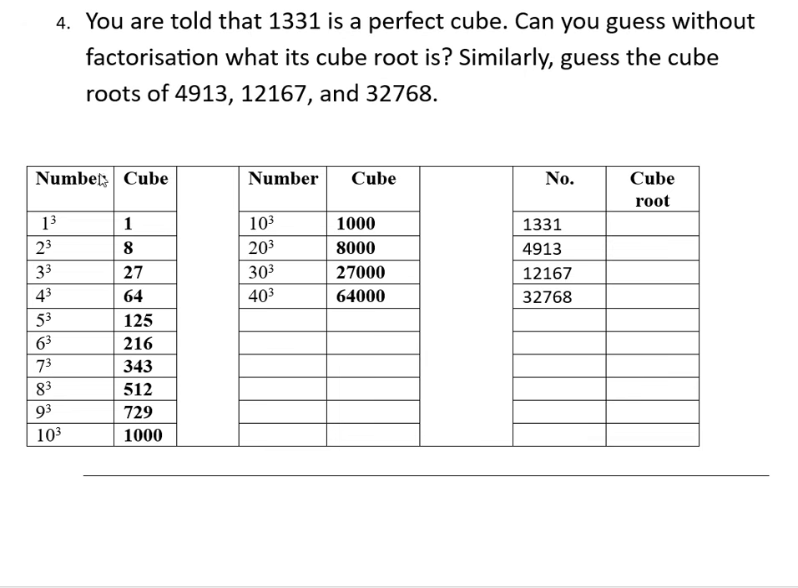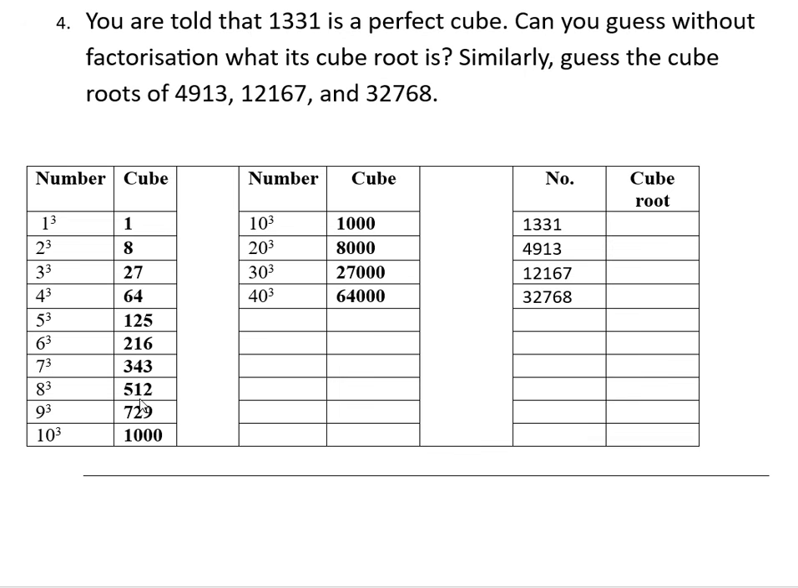Okay, so let's look at this table. Let's understand this table. So you just have to remember the cube of first 10 numbers. Okay, so cube of 1 is 1, cube of 2 is 8, cube of 3 is 27, and so on. And similarly, this is easy. Cube of 10, 20, 30, and 40. This is easy to find, right?